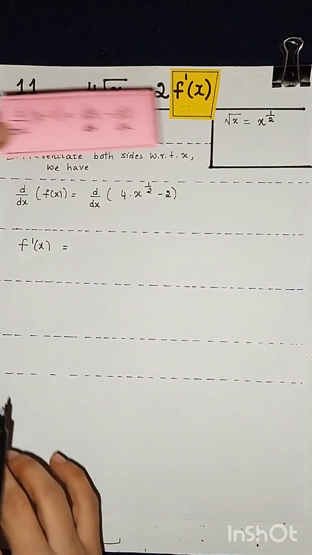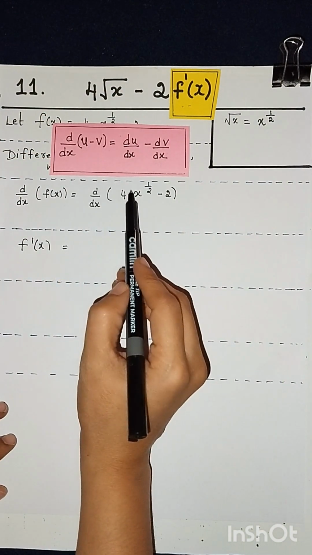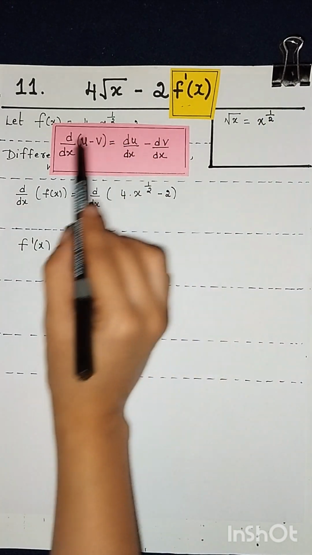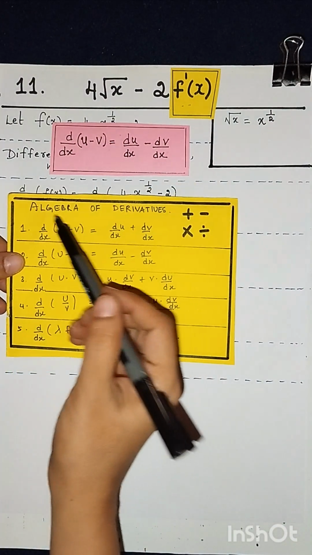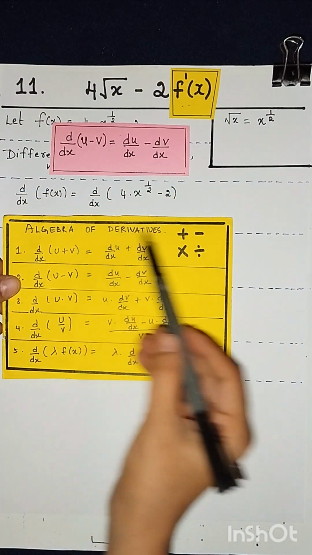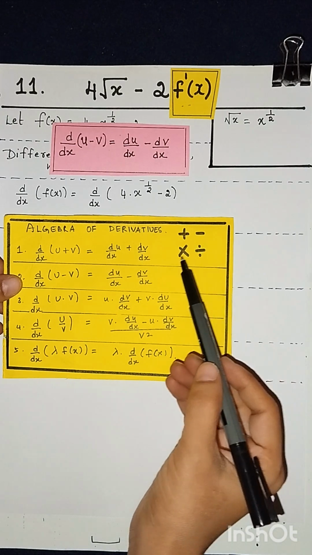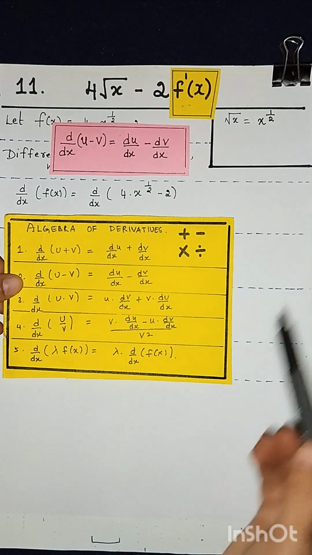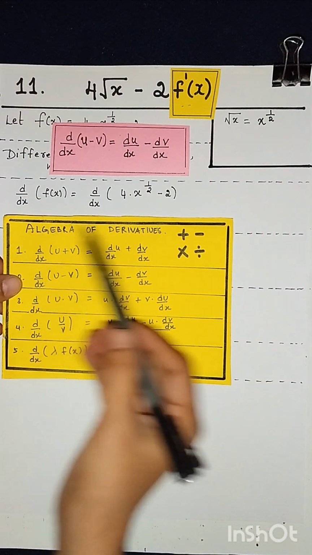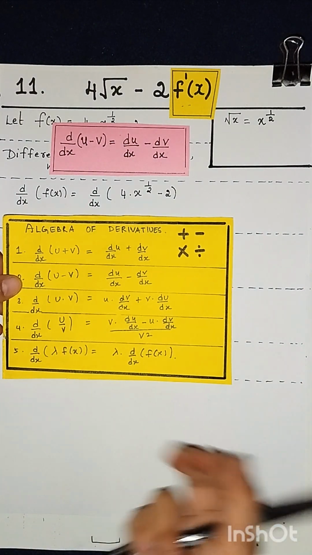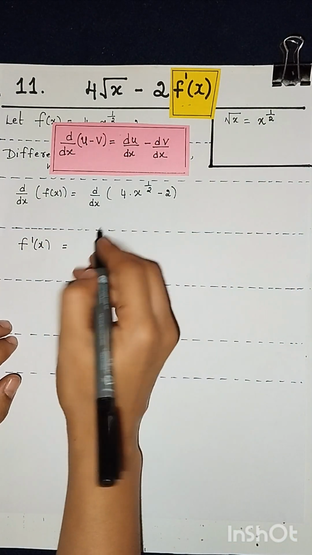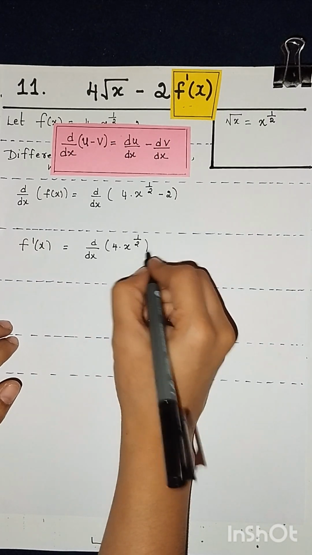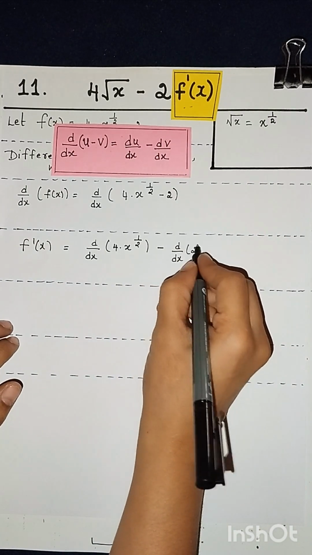So both are same. So we will write f dash of x is equal to, so d by dx of function minus function, we will apply u minus v rule, u minus v. So if you apply u minus v rule, which is from the algebra of derivatives, right? Algebra of derivatives, where you will learn how to add, subtract, multiply and divide the derivative of functions. So if you know this, you can solve any problem. So always you make a small note of algebra of derivatives. Okay. So now this will be d by dx of 4 into x to the power 1 by 2 minus d by dx of 2.